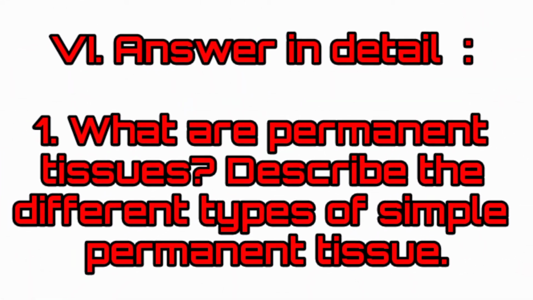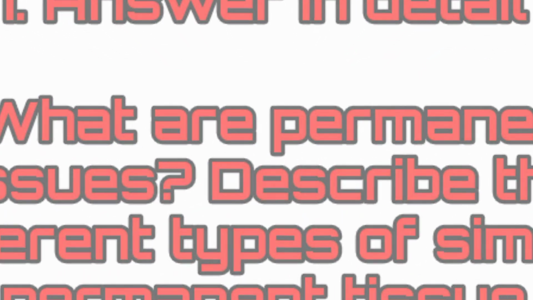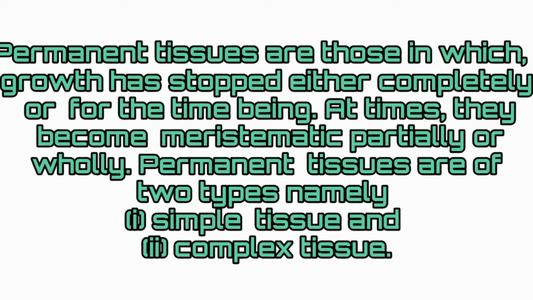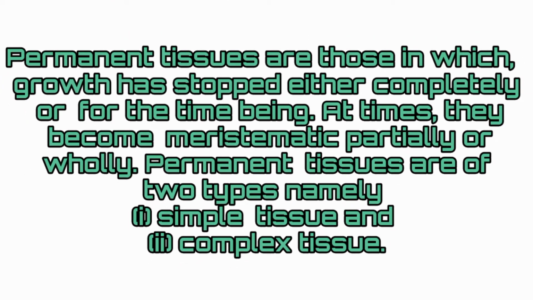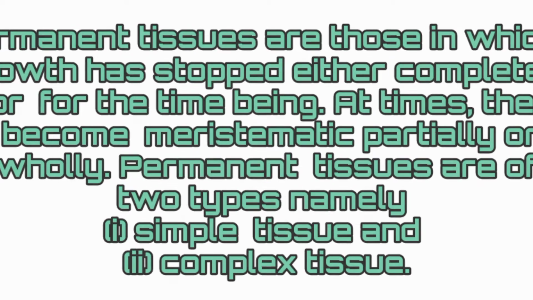Answer in detail. First question, what are permanent tissues? Describe the different types of simple permanent tissues. Answer: permanent tissues are those in which growth has stopped either completely or for the time being. At times they become meristematic partially or wholly. Permanent tissues are of two types, namely simple tissue and complex tissue.